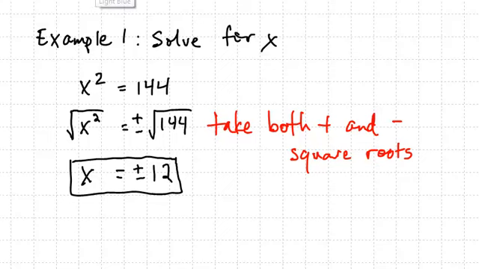Now, let me point out something very important. This equation that we've written down, x equals plus or minus 12, is actually shorthand for x equals 12 or x equals negative 12. So when I write this plus or minus in front of a number, I'm saying we should think of both the positive value and the negative value. It's just a shorthand way of saying both. So instead of writing out this whole thing, I can just write plus or minus 12.